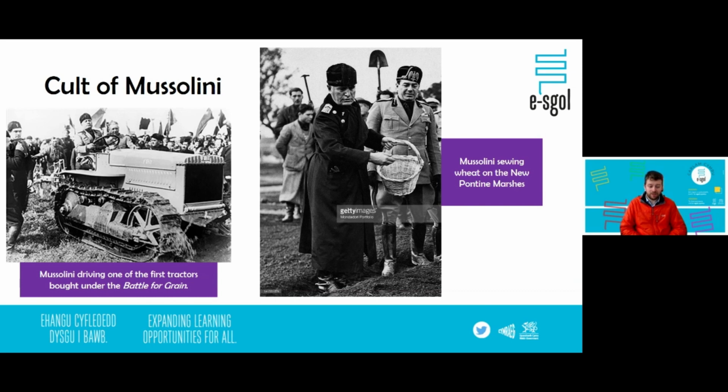So the first one on the left here is Mussolini driving one of the first tractors bought under the battle for grain. You can see him looking up as if he's in control of the machine, people waving flags behind him. This wasn't just him having a go, this was done for a purpose, to show him as driving the tractor. Second one then, Mussolini sowing wheat on the new Pontine Marshes. As he's sowing that wheat, he's making a point that his government have introduced this new land.